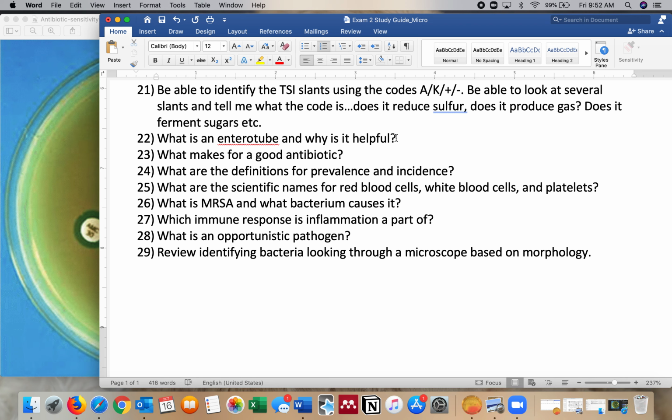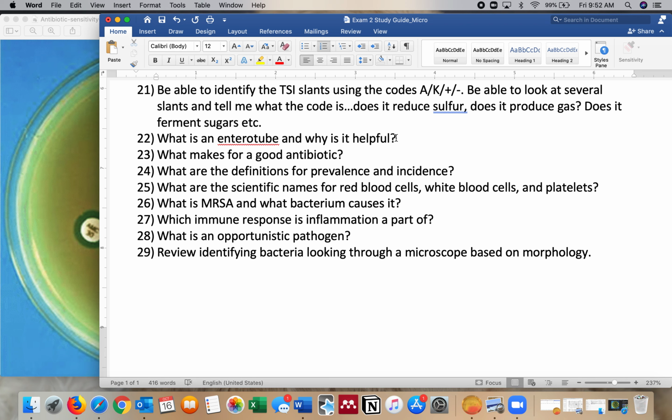Yesterday. So an enterotube is helpful because you can run a bunch of tests at one time. So it really saves time, especially in a hospital setting, because then you don't need to have a ton of petri dishes sitting around and stacking up. You have this one enterotube with a bunch of different gels in it, and you can run a bunch of tests at one time and really figure out which kind of bacteria you're dealing with. Okay.